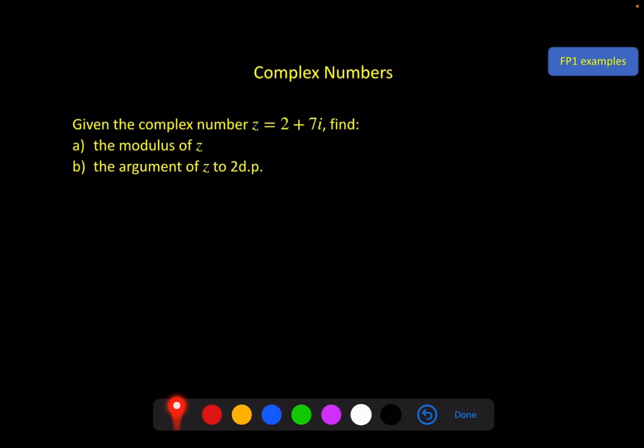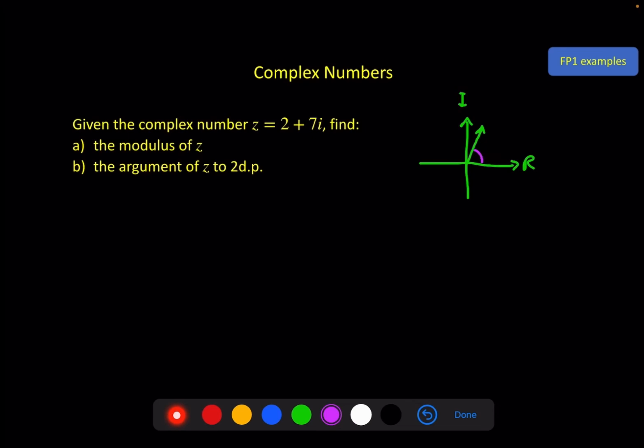Given the complex number z is equal to 2 plus 7i, find the modulus of z. And even here I'm going to sketch Argand diagrams. So we've got the real axis, the imaginary axis, 2 plus 7i is up here somewhere. Doesn't need to be accurate, I just need to have a good idea of which angle I'm going to get from my calculation and which angle is actually the angle that I want for the argument of z.